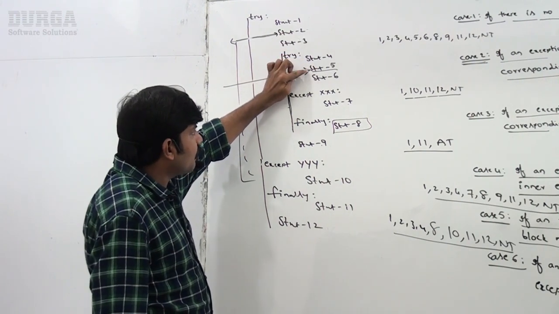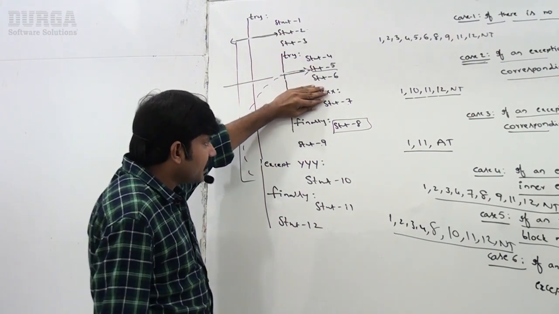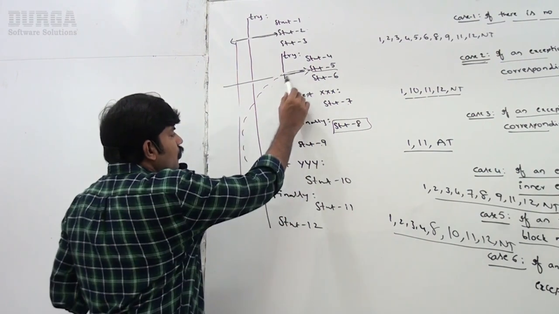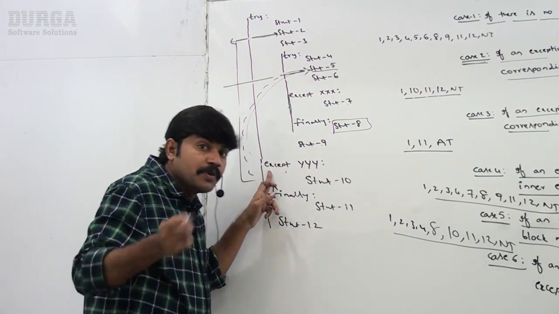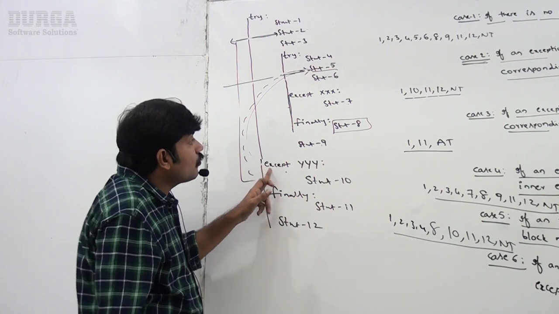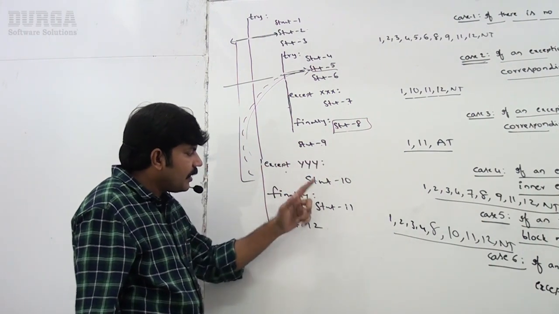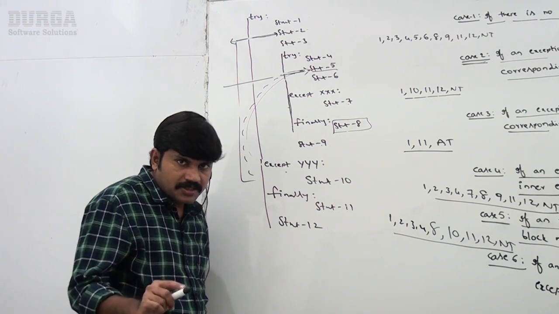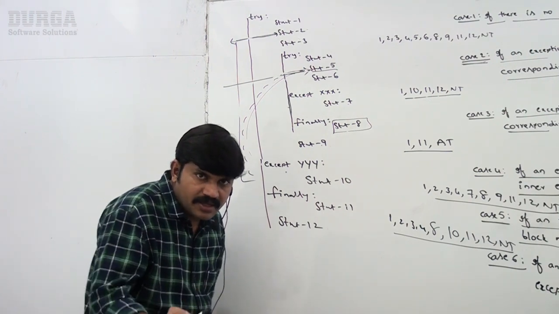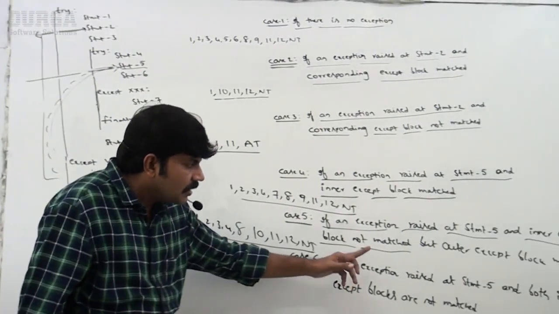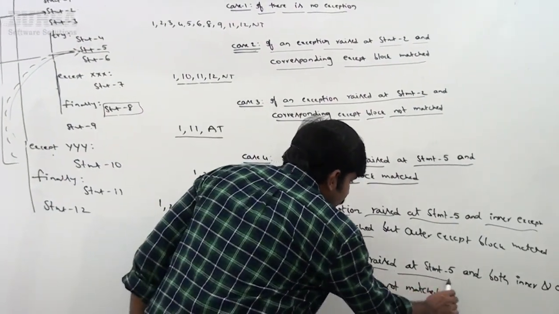Next, here the problem came. First priority is the inner except block. The inner except block is not matched. Then the control should go to the outer except block. But before going to the outer except block, sir, only finally will execute. And then 10, 11, 12, normal termination. Any doubt about this one? Clear, right? Okay, well.